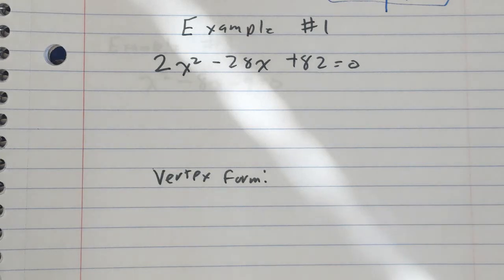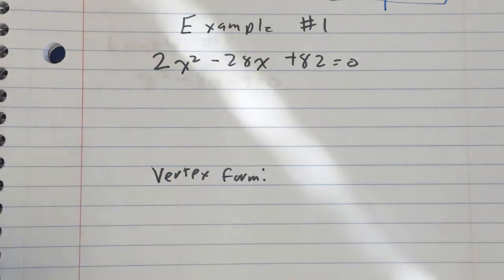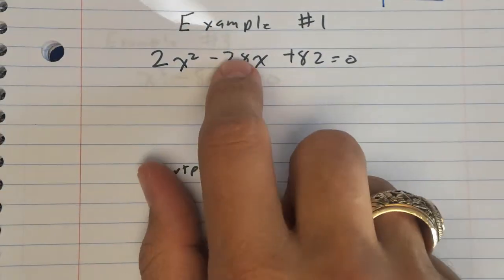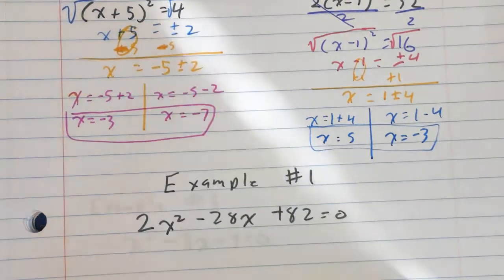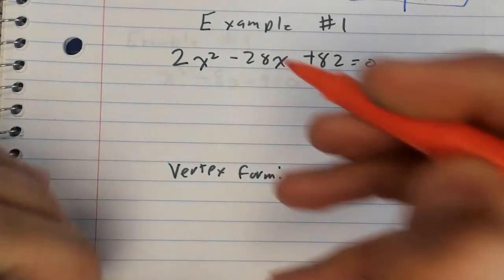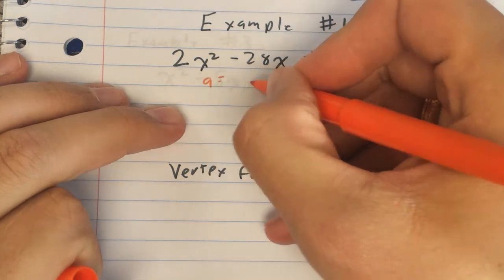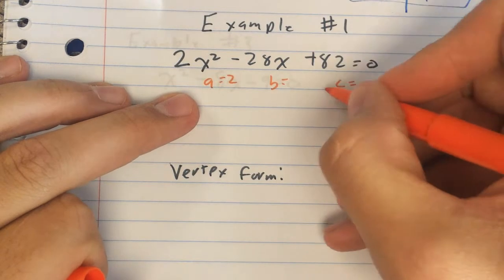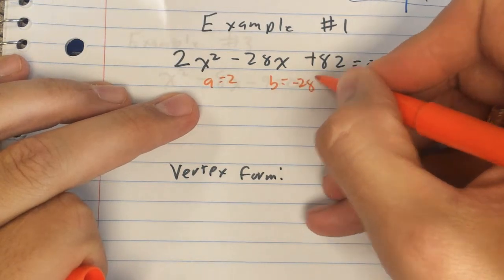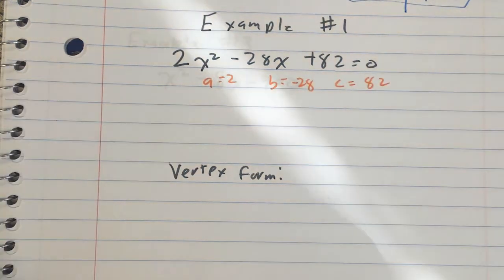Okay, now on to actually solving this quadratic. We're going to convert it to vertex form so we can do this process to it. I'm going to start off by labeling A, B, and C. My A is 2, my B is negative 28, and my C is 82.